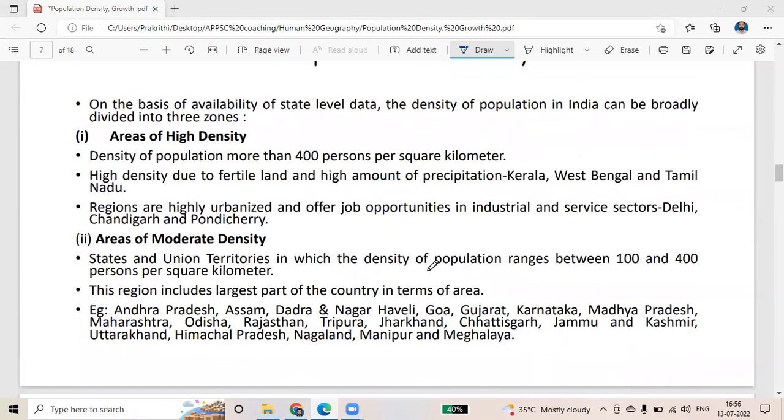So based on the state level data, the entire country has been divided into 3 population density regions. First one is area of high density, where the population is more than 400 persons per square kilometer. This comprises of Kerala, West Bengal, Tamil Nadu, Delhi, Chandigarh, Pondicherry. Yes, sub regions आएगा this area.